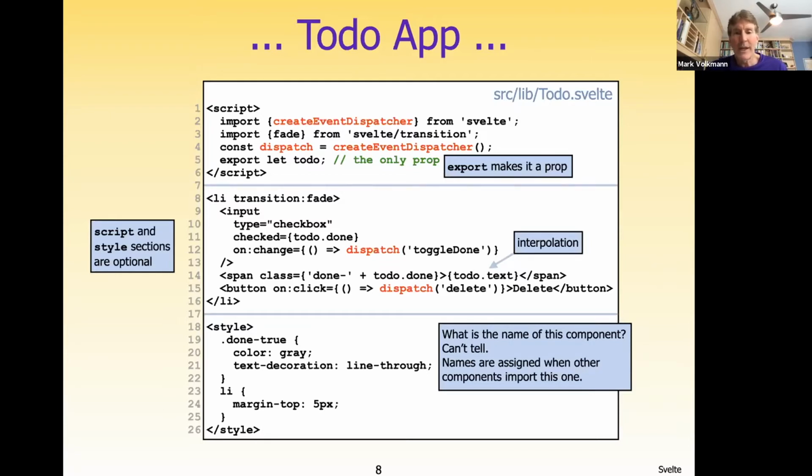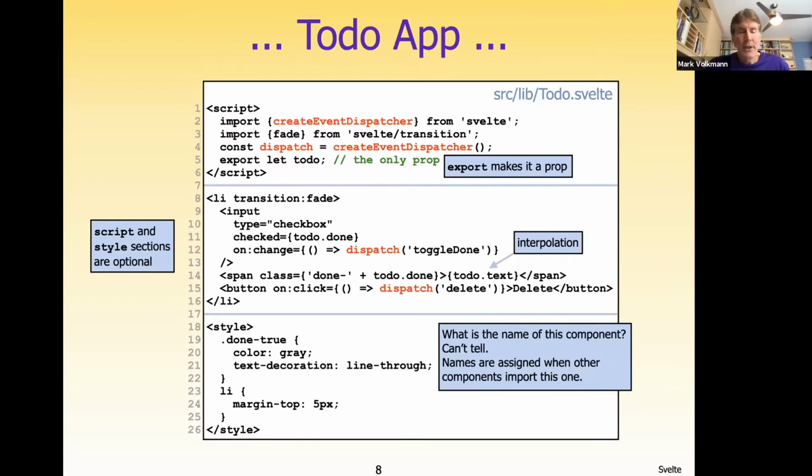On line 14, I'm showing the text of the to-do, but I also want to assign a CSS class to this that is either going to be done-true or done-false. And you see on line 19 that we have special styling if it's done-true, and that is that I want the text of the to-do to be gray, and I want to draw a line through it. And then the delete button is just dispatching the delete event.